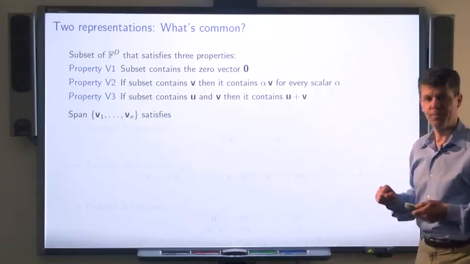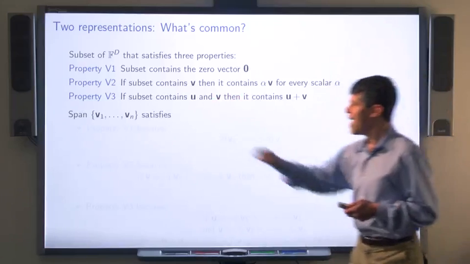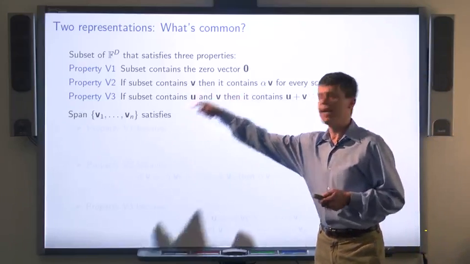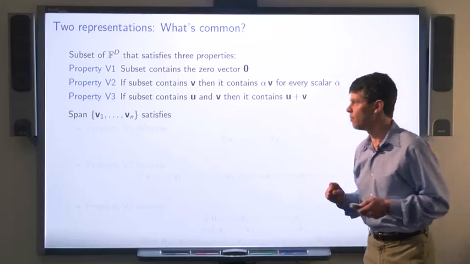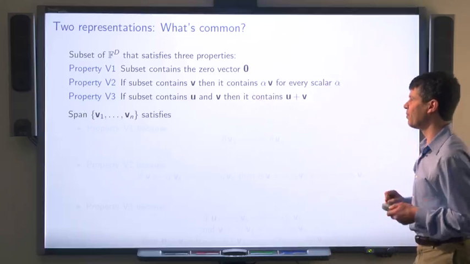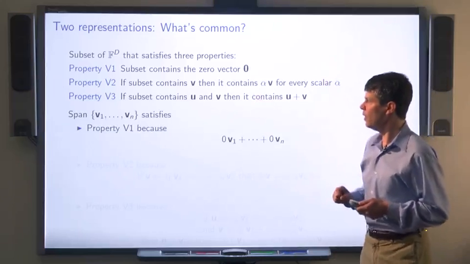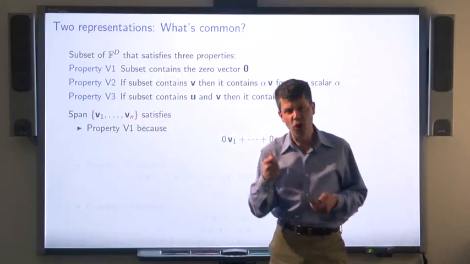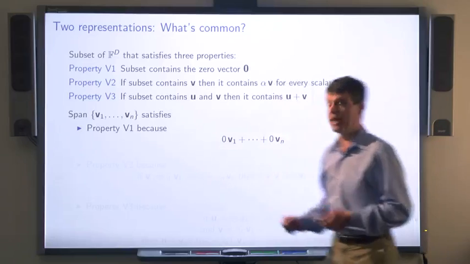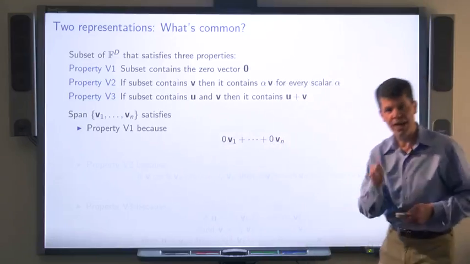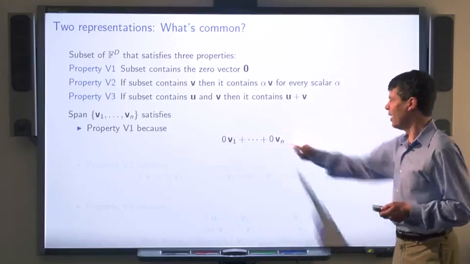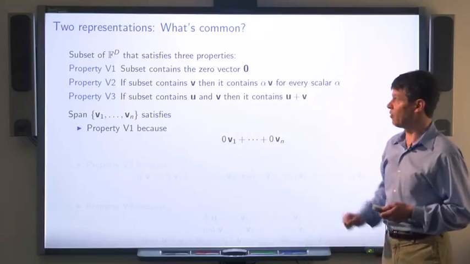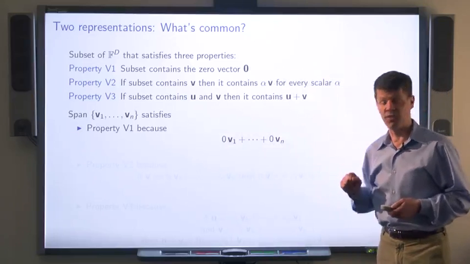So let's see why the span of a collection of vectors satisfies these three properties. The first one is easy. The span of vectors v1 through vn is the set of all linear combinations of those vectors. Here's one linear combination where you take every coefficient to be 0. That obviously gives you the zero vector. So property P1 is satisfied.